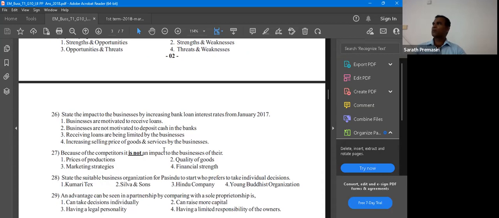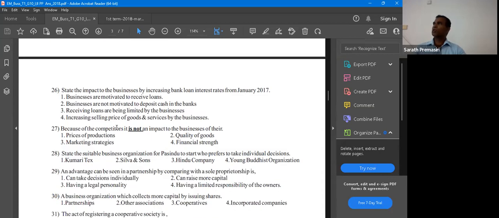Look at the next one, 27. Because of the competitors, which is not an impact to the business? Competitors influence the price set up, the prices of production, quality of goods, and marketing strategies. It is not an impact to the business of their financial strength. Then the answer is number 4.